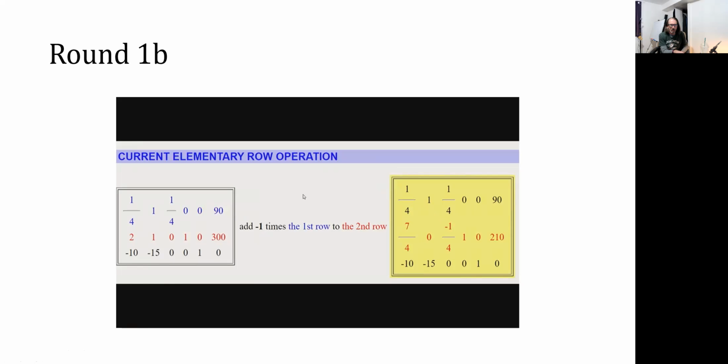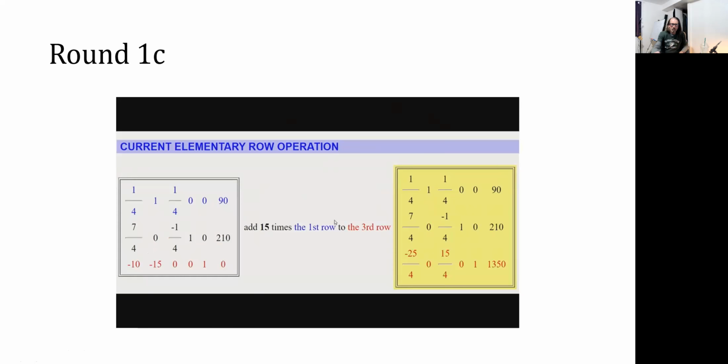And finally, 15 times what we have in row 1 added to row 3. So now we have that unit column. We begin again with round 2. Are there any negatives in the objective row? And there are. There's only one, so column 1 is going to be our pivot column.